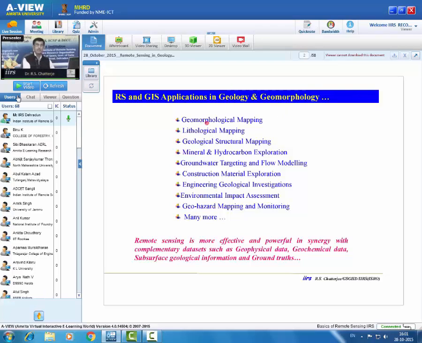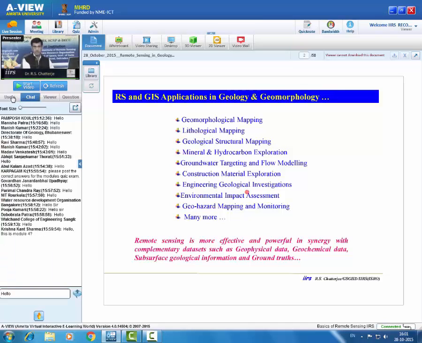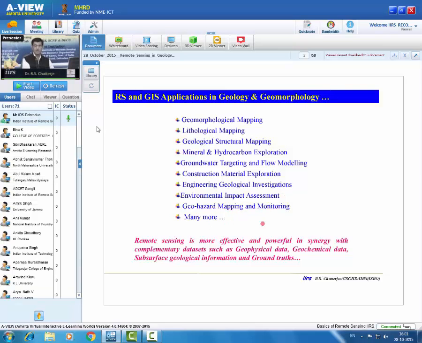Like you can see, there are many applications like geomorphological mapping. These are the basic areas of geosciences: rock types or lithological mapping, then geological structures, geostructural mapping, and many other applications like mineral and hydrocarbon exploration, groundwater targeting, groundwater quality assessment, flow modeling, then construction material exploration, engineering geological investigation for many engineering projects, environmental impact assessment, then geological hazards mapping and monitoring, and many more.